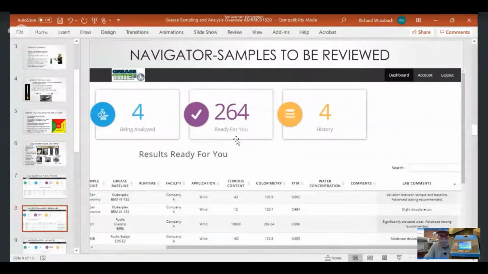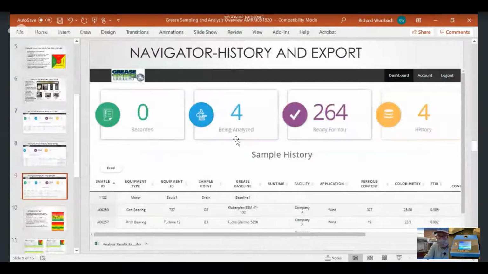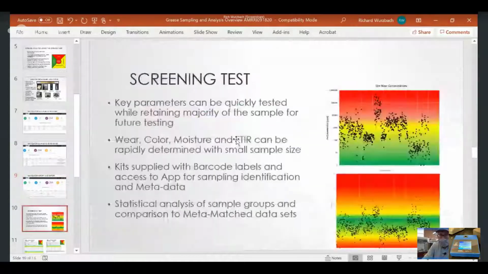and we can capture the results as well as the identifying information of the equipment and use that to trend, to create criteria, to designate samples for further follow-up, for further analysis, maybe additional sampling or more detailed testing.